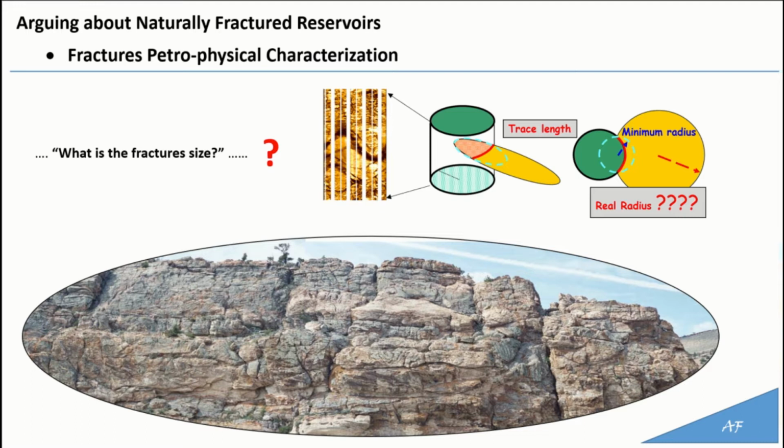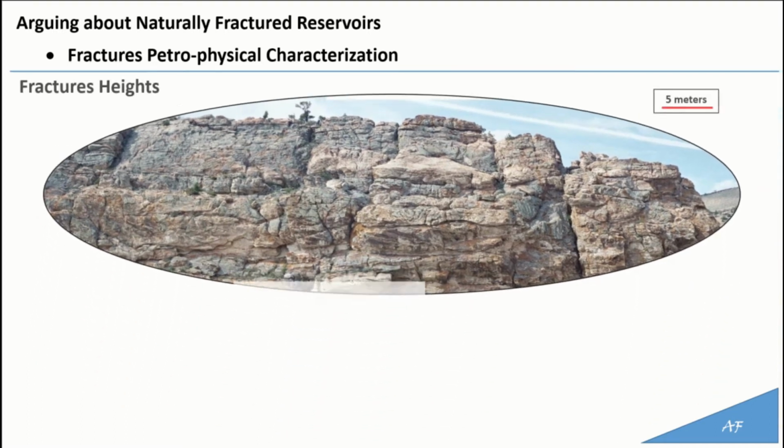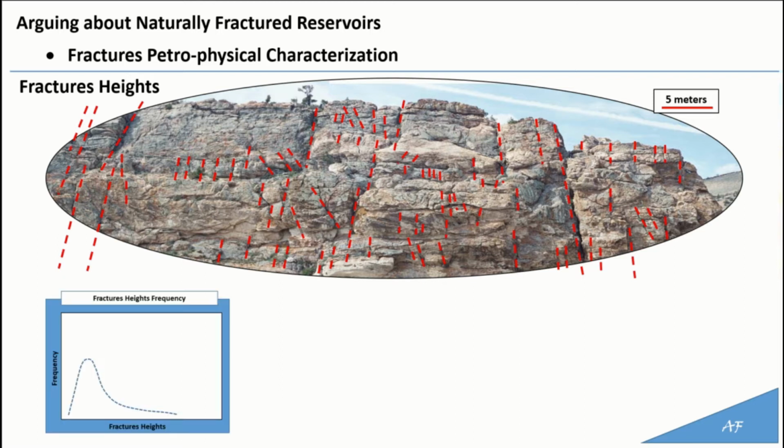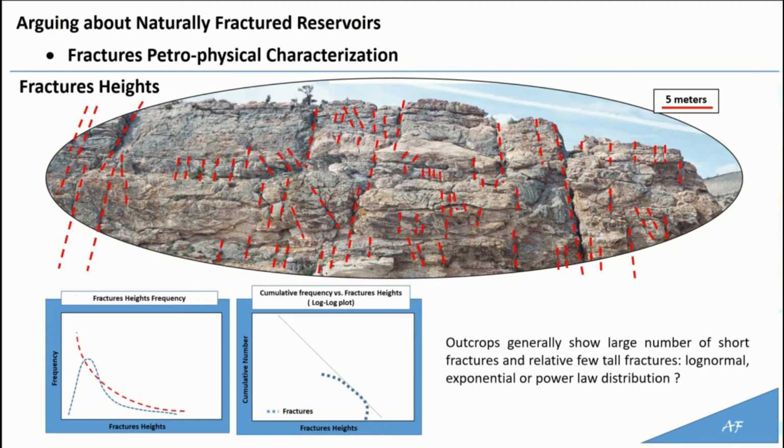The issues of the fracture length could be faced also, let's say, from a more speculative approach based on the observations that we can make on outcrops. On outcrops, we can see fractures having a variety of heights, but very often they show a large number of short fractures and relatively few tall fractures, suggesting a kind of log normal or exponential or power law distribution.